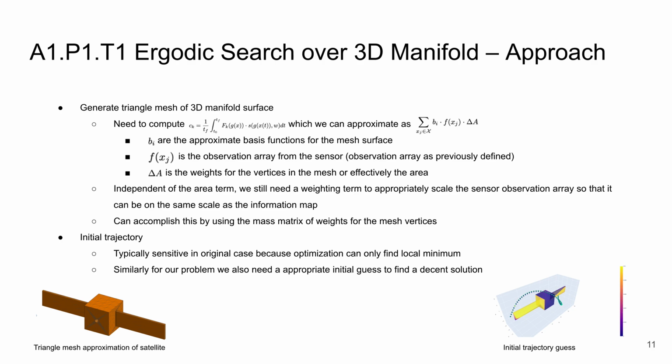So we also need to generate an initial trajectory, an initial guess for optimization to utilize. And this is usually very sensitive, but it's also sensitive in the normal ergodic search case because the optimization really is only able to find a local minimum. So for our problem, we also need to find a decent initial trajectory that we see in the bottom right-hand corner.